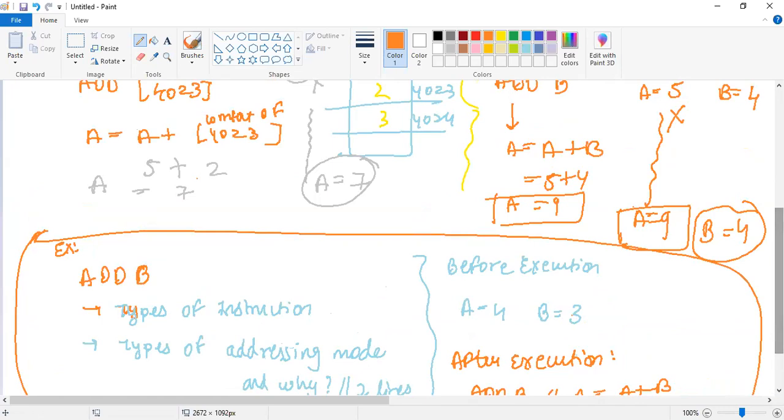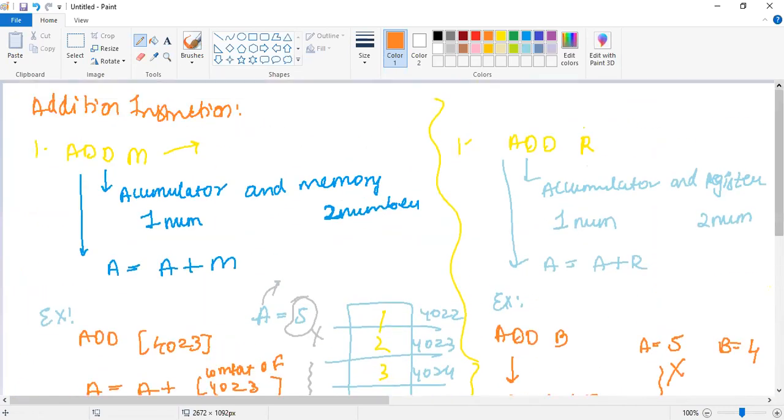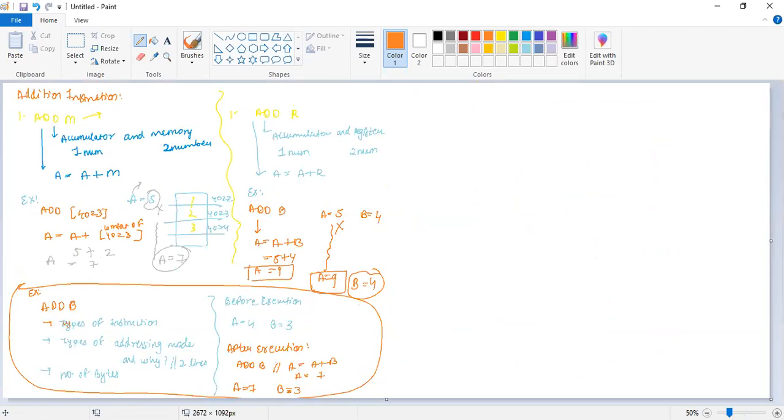So if you want, you can just take a screenshot. Okay, fine. This is easy. Just take a screenshot if you want.